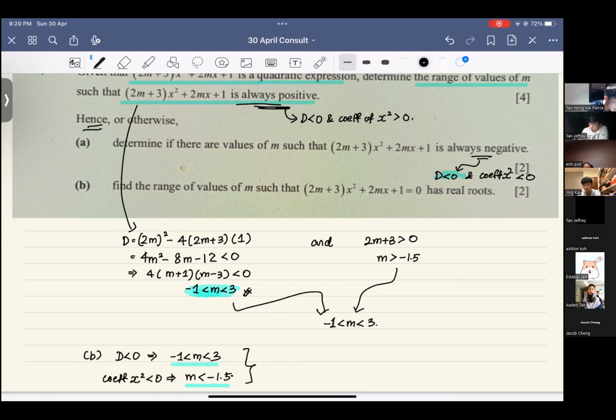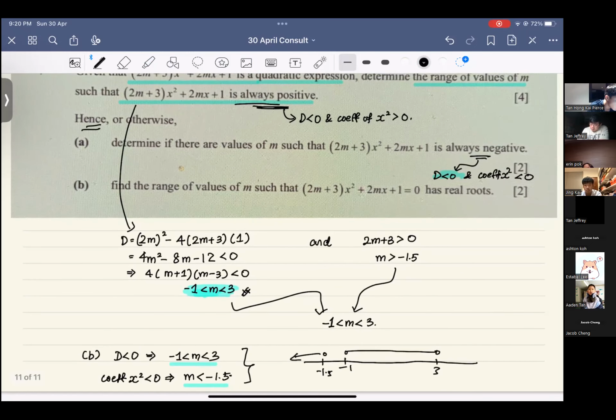Just think of the number line, right? One is you need m to be between negative 1 and 3. The other one is you need m to be less than negative 1.5. There is no intersection. If I need to fulfill both conditions, I can't. There's no m value that can fulfill this. So the answer is there are no such values of m. Is that okay?